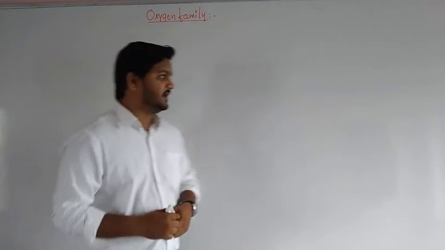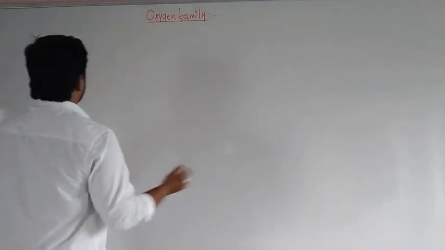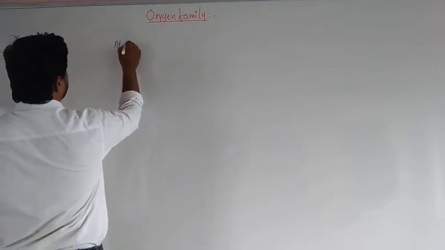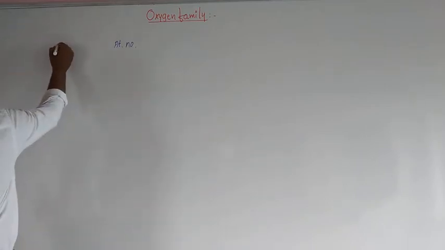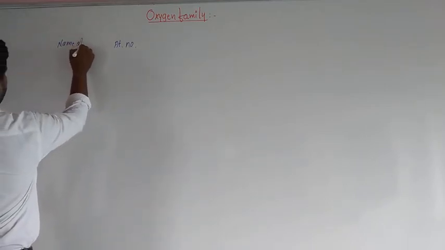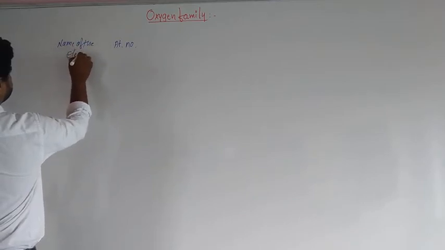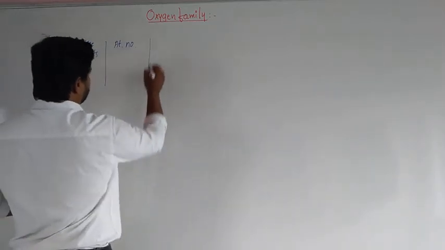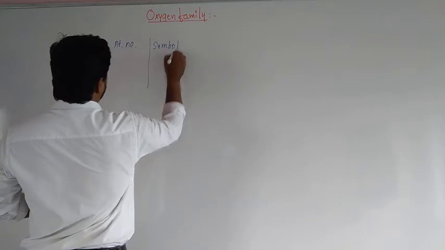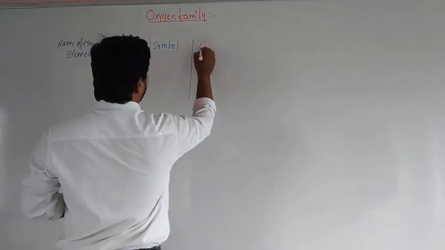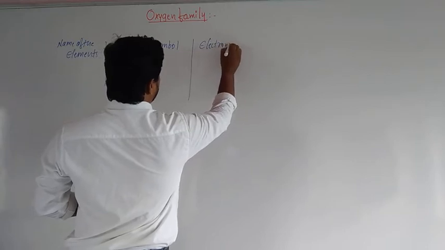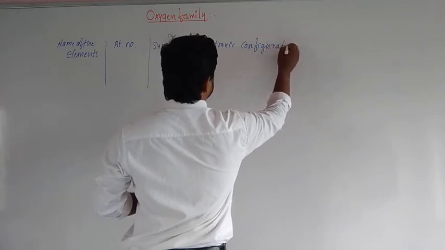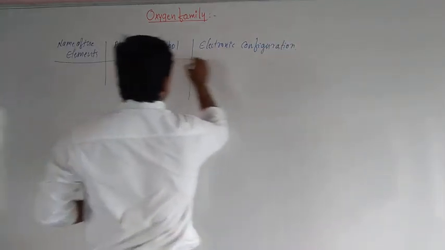So first start with that first one. Atomic number, and here name of the elements, name of the elements and atomic number and symbol of elements, and next one electronic configuration of that elements, electronic configuration of group 16 family, nothing but oxygen family.